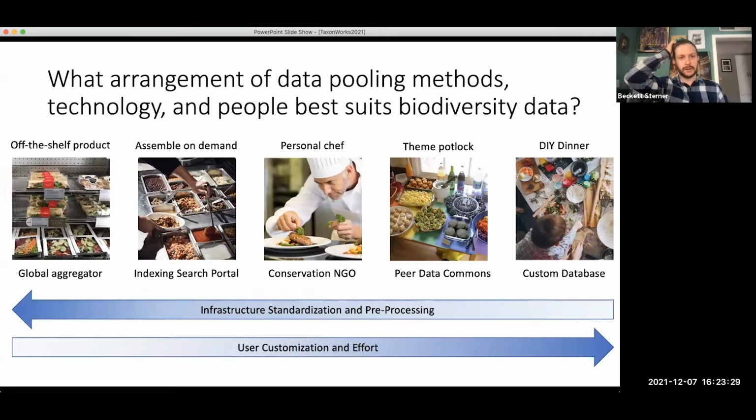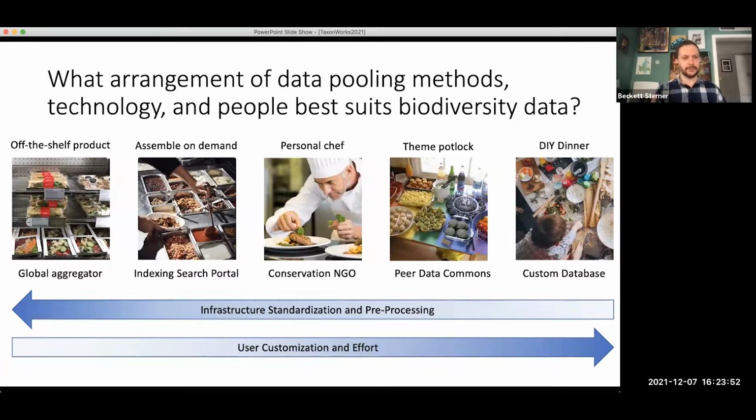So with that in mind, what are the arrangements of data pooling methods, technology, and people that would best suit biodiversity data? To give you an intuitive sense here, I've made an analogy between some of the things that biodiversity scientists have been doing and what you might be familiar with in trying to find dinner on a given day.